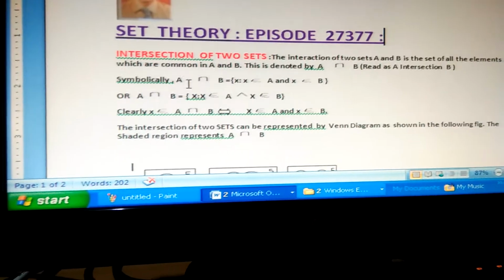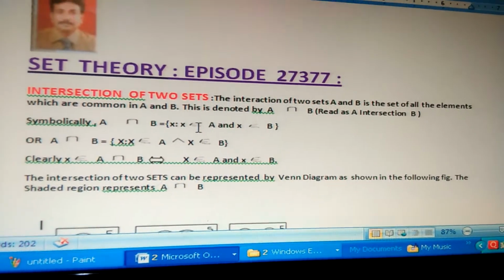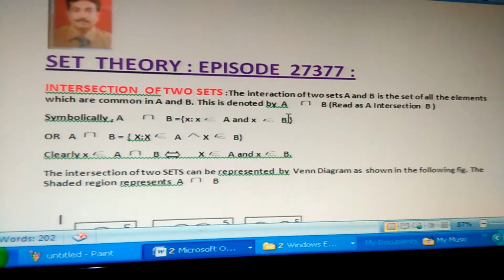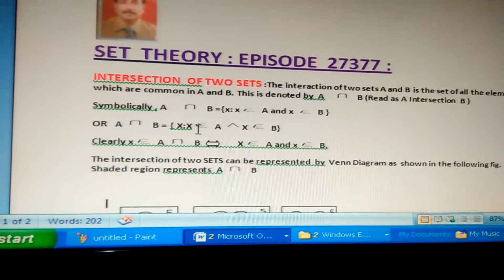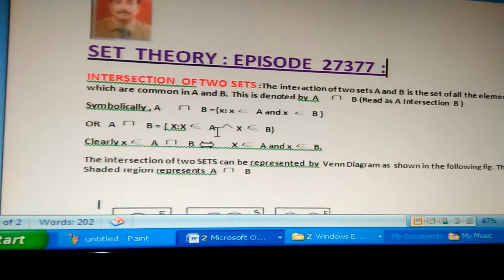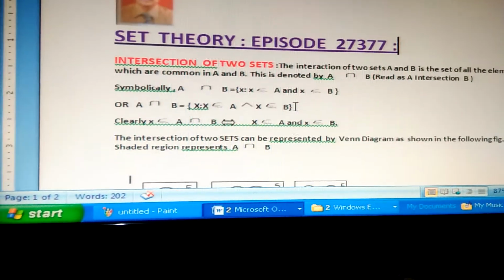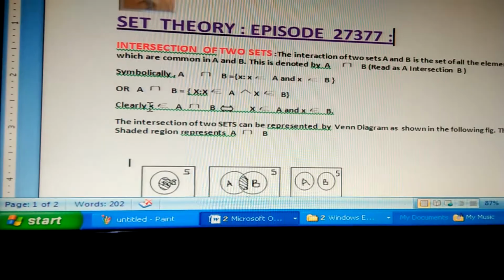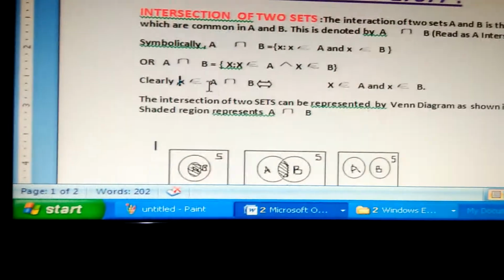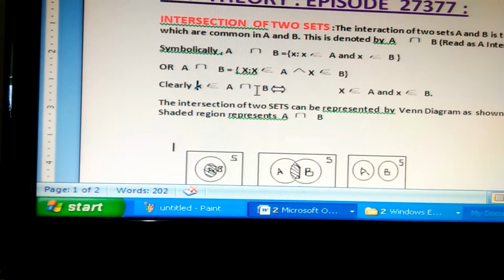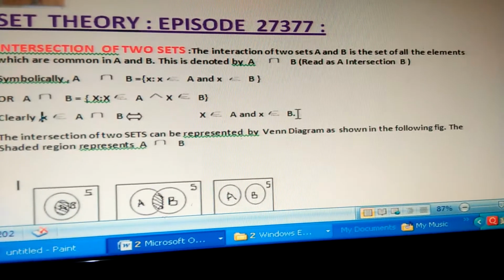So here, symbolically, A intersection B equals the set of x such that x is an element of A and x is an element of B. Or A intersection B equals x such that x is an element of A and x is an element of B. Clearly, x is an element of A intersection B. This implies that x is an element of A and x is an element of B.